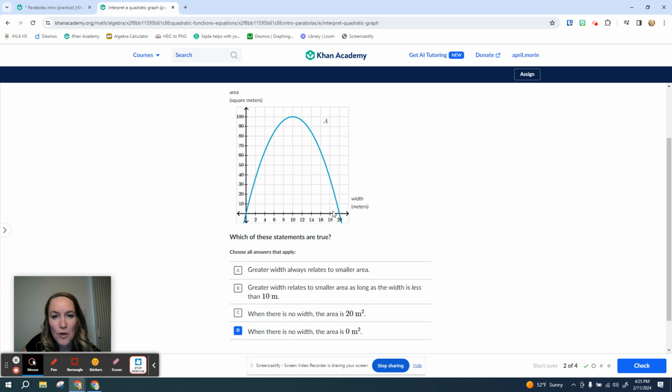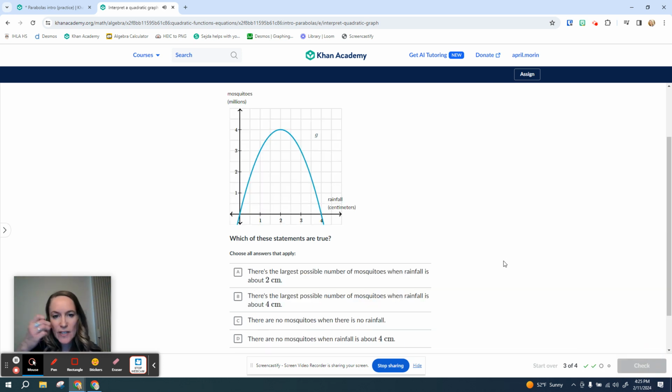Because when the area is 20, let's see, this is the area. When the area is 20, then the width is going to be like 1. Yeah, about 1. So that's not true. All right, so I think that's it.